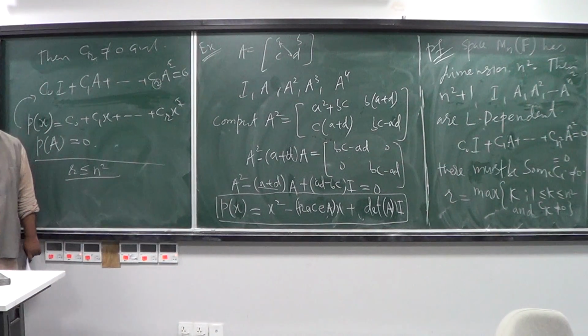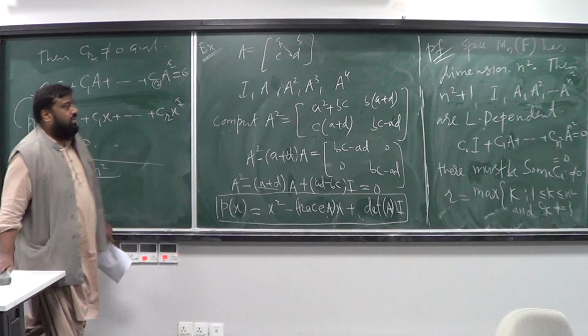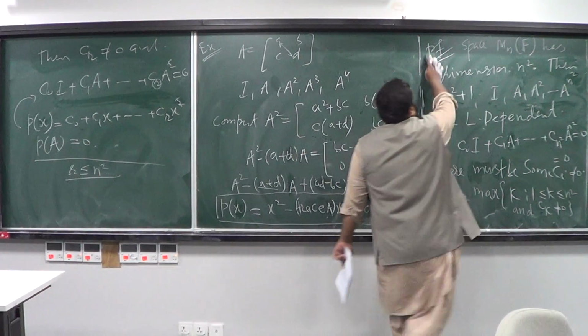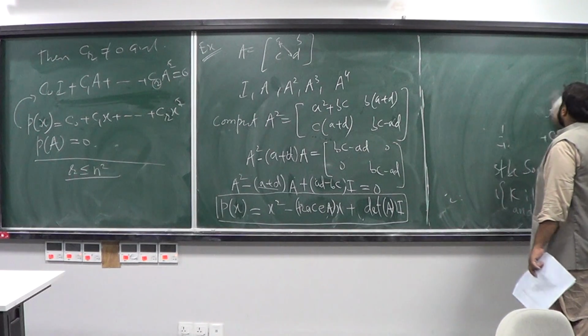So you can take any 2 by 2 matrix, then this is an annihilating polynomial. We will see some more general method to calculate such polynomials.